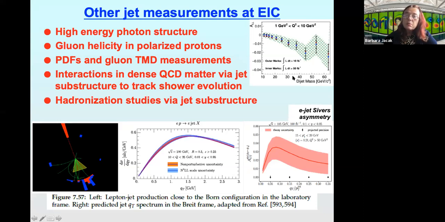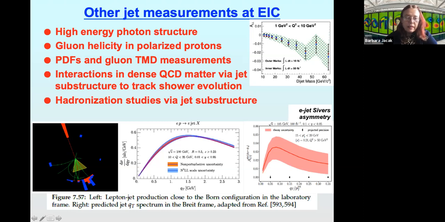Here you see a nice plot of the double spin asymmetry of dijets at the EIC, and that will allow us to get to smaller x for the gluon helicity. You can do gluon TMD measurements, and an example of that is here.